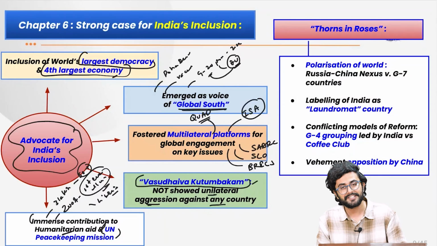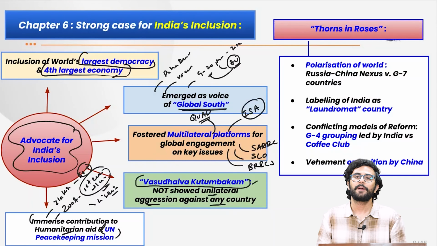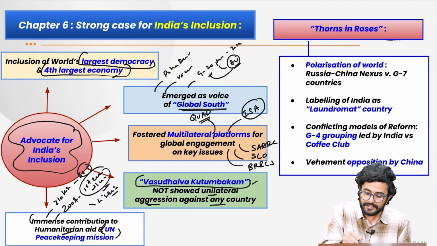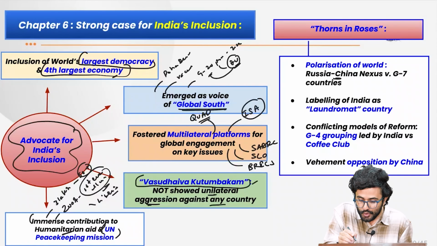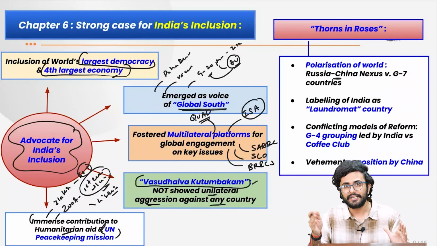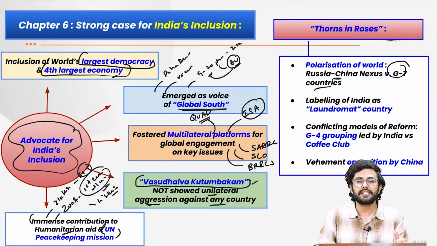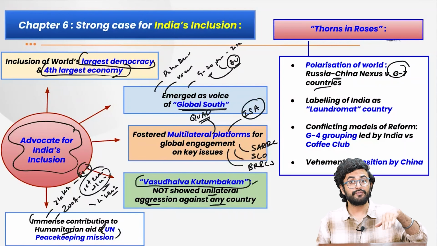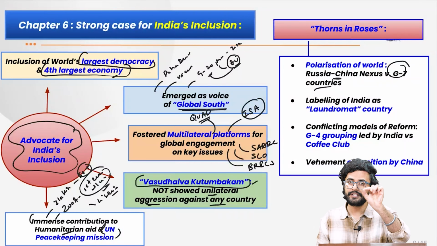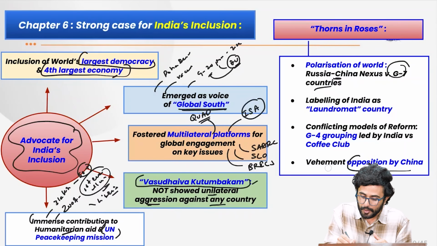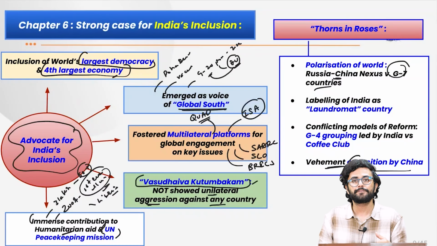But there are several challenges also which we face. For example, the polarization of the world which has taken place, where there is a rising Russia-China or Sino-Russia nexus that basically acts as a contradiction to the G7 countries led by USA. Russia and China are both permanent members, so we cannot have uniform backing from all of these countries at one point of time. Obviously, our dear neighbor China vehemently opposes our inclusion altogether.